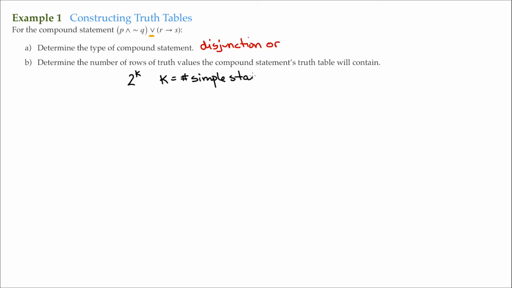And though we don't know what these simple statements are, or what they say, we do know that there's 4 of them. We have one here, P, one here, Q, another one here, R, and another one here, S. So there seem to be 4 simple statements that make up this compound statement. So how many rows of truth values would this truth table for this compound statement have? It would have 2 to the 4th power, which is 16 rows. It would contain 16 rows of truth values.